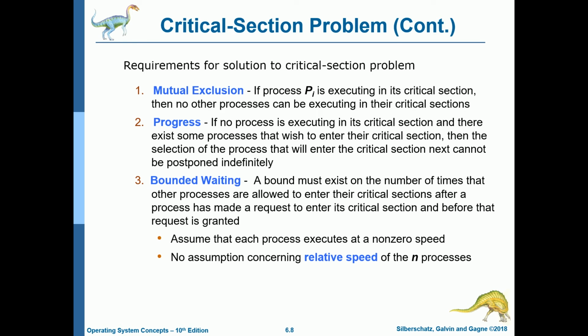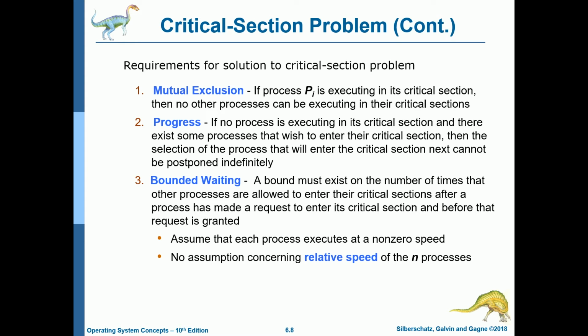Now, any solution to the critical section problem has to satisfy the following requirements. First, mutual exclusion. If a process P sub i is executing in its critical section, then no other process can be executing in their critical section. Number 2, progress. If no process is executing in its critical section, and some process wishes to enter their critical section, then only those processes that are not executing in their remainder section can participate in deciding which will enter the critical section next, and the selection cannot be postponed indefinitely.